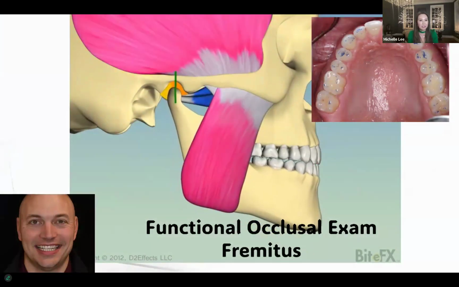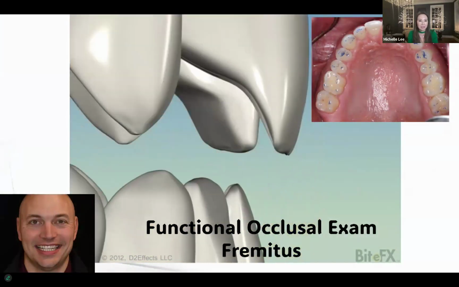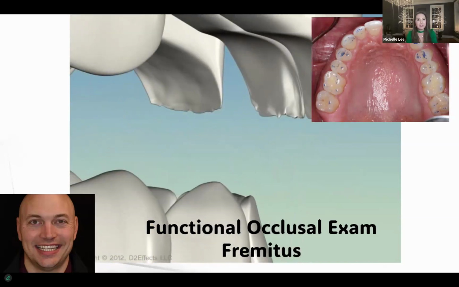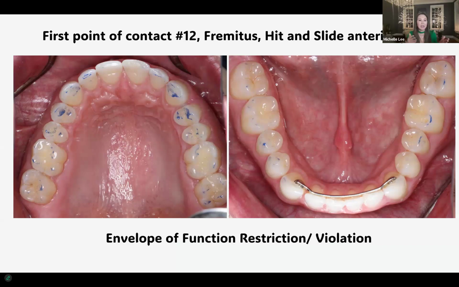I do a functional occlusal exam, and I feel fremitus. There's wear on his teeth, as you can see in the upper right picture. He's got some indentation. He doesn't have an even occlusion. He's hitting on those premolars first, and he's sliding in anteriorly, so he does not have a seated condylar position. He has a first point of contact and he's hitting and sliding. So I'm thinking envelope function violation. I'm thinking about the position of his condyles.